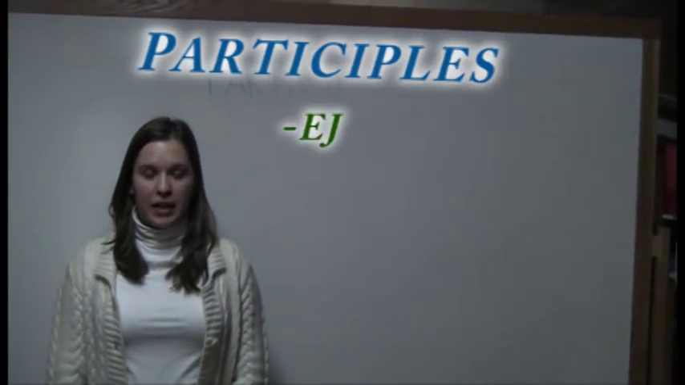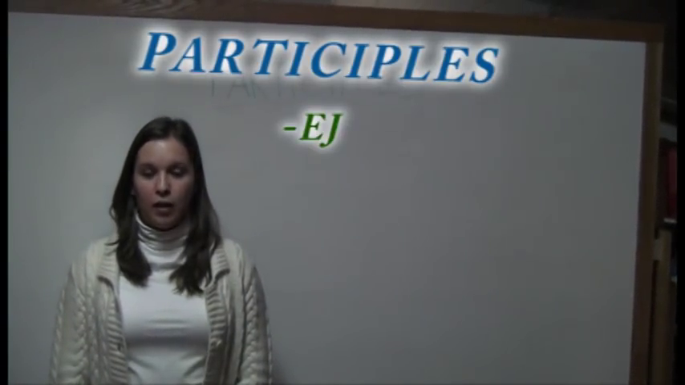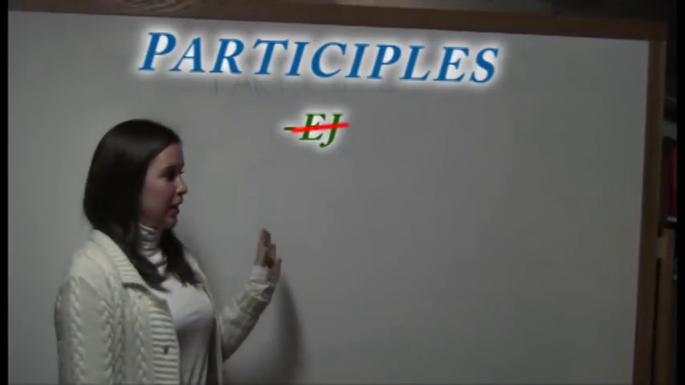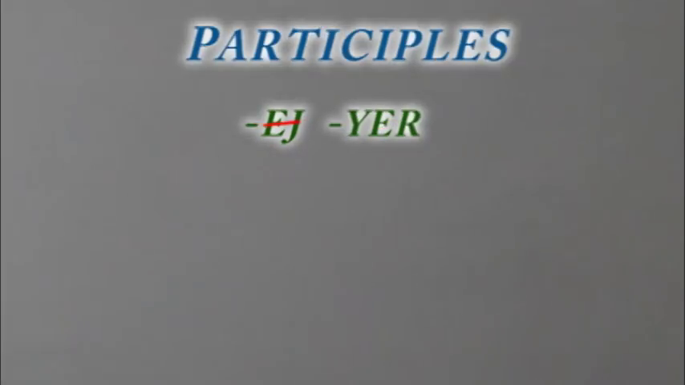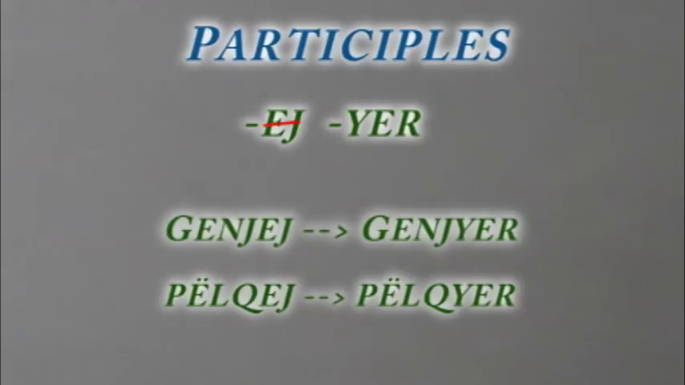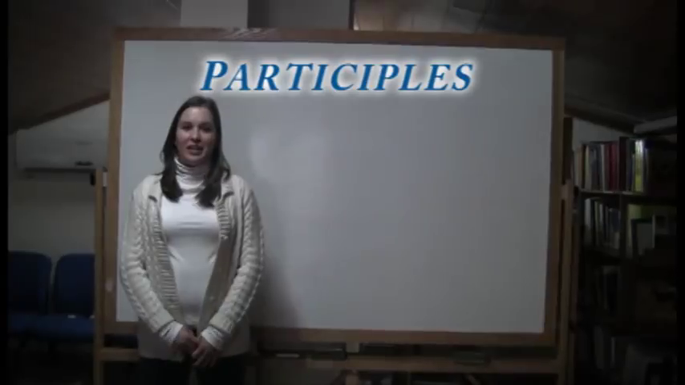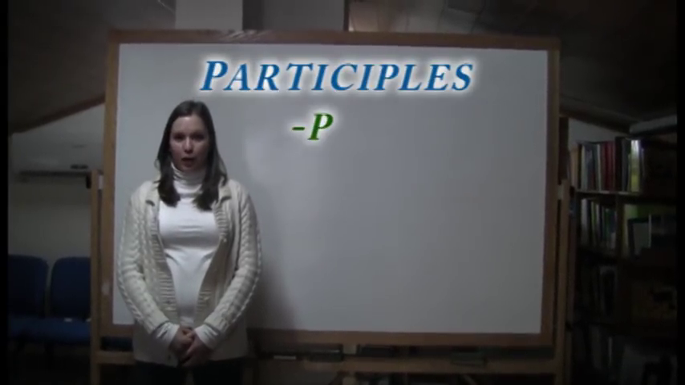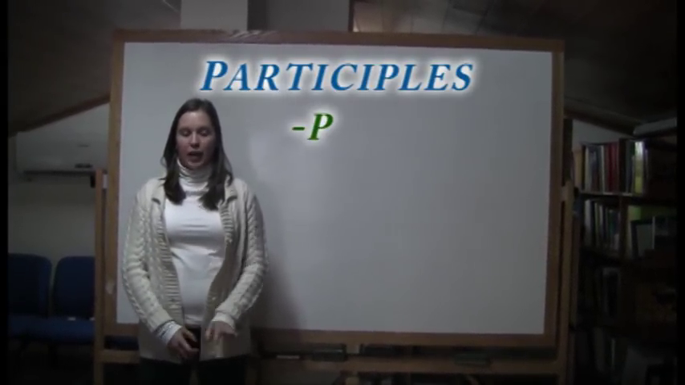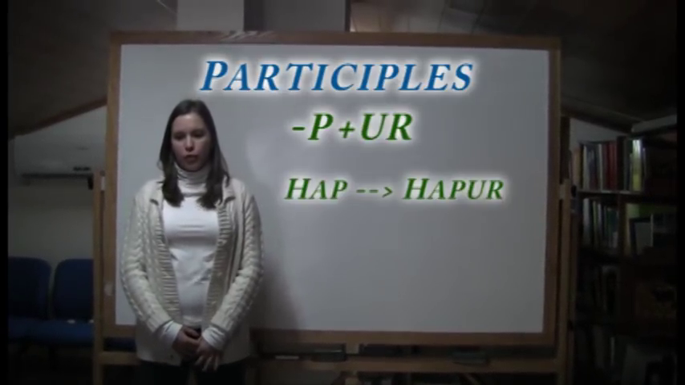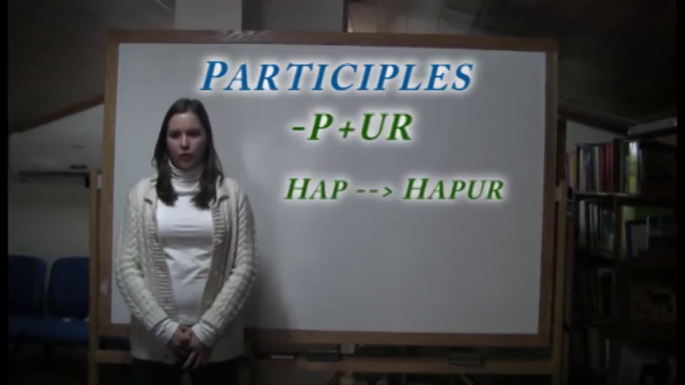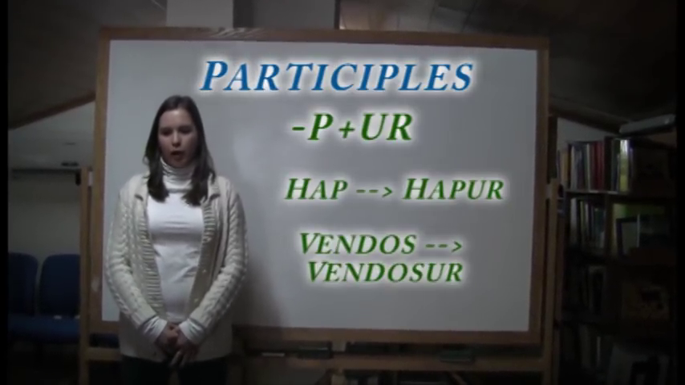Next, for verbs ending in ej in Albanian, the participle is formed by dropping the ej and adding ur. For example, gënjej, to lie, becomes gënjyer, and pëlqej, to like, becomes pëlqyer. Last, for verbs ending in a consonant, which are many verbs in Albanian, you simply add ur at the end of the verb. For example, hap, to open, becomes hapur, and vendos, to decide, becomes vendosur.